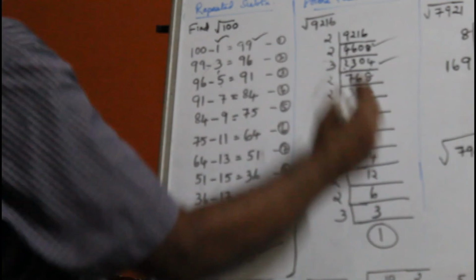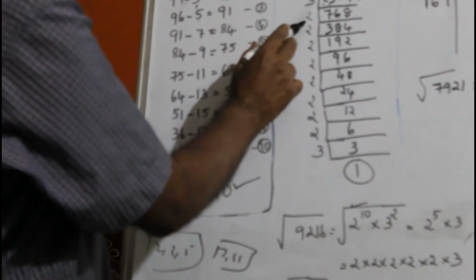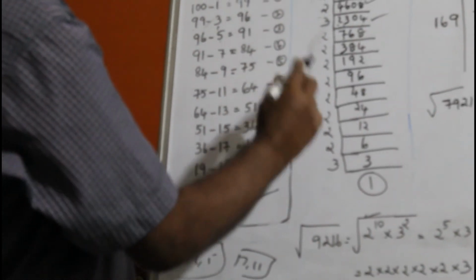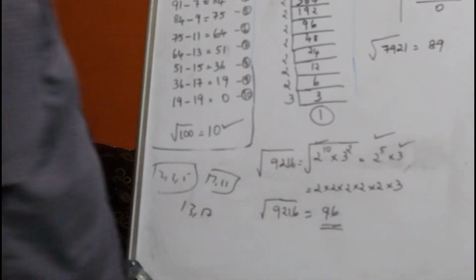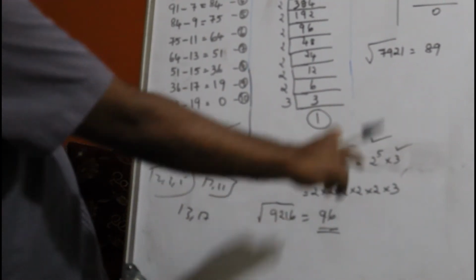So when you do this, 2 comes 10 times. 1, 2, 3, 4, 5, 6, 7, 8, 9, 10. 3 comes 2 times. Out of 10 twos, 5 twos will come out. Out of 2 twos, 1 2 will come out. 10 twos means 5 will come out. Half the number will come out.